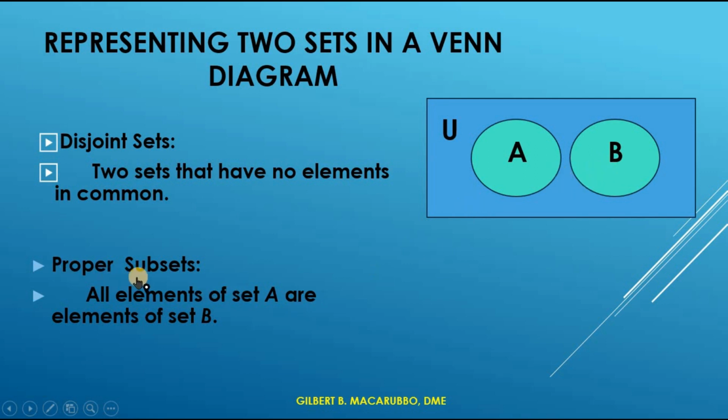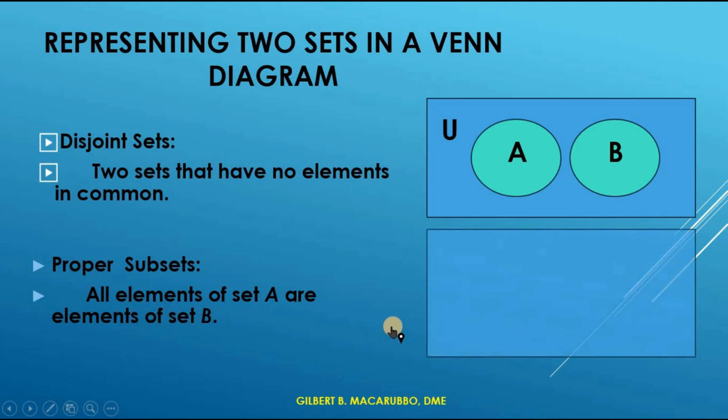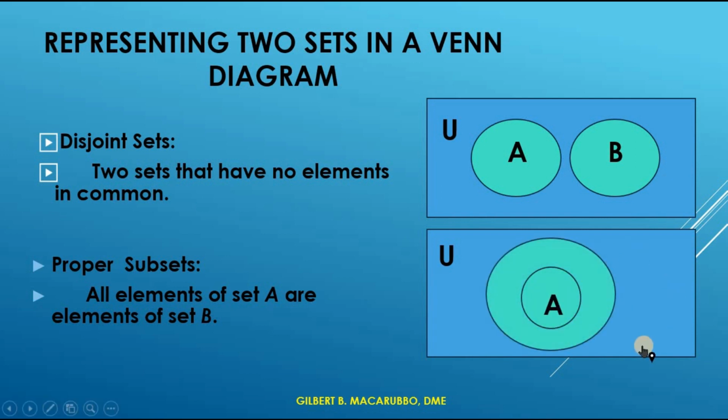Okay. Proper subsets. All elements of set A are elements of set B. So, napakasimple sigurong paliwanag nun, di ba? So, ito yung ating universal set. So, ating set A. And we have set B. So, lahat ng elements ng set A are elements of set B. So, yung laman ng set A ay laman din ng set B. Okay.